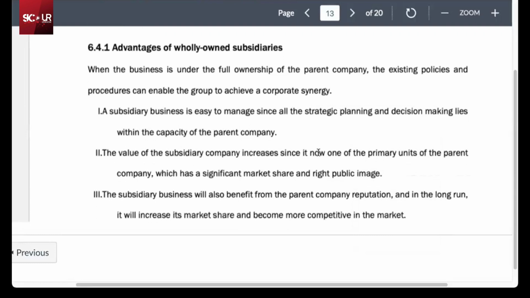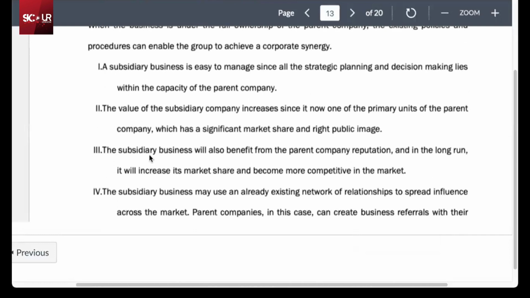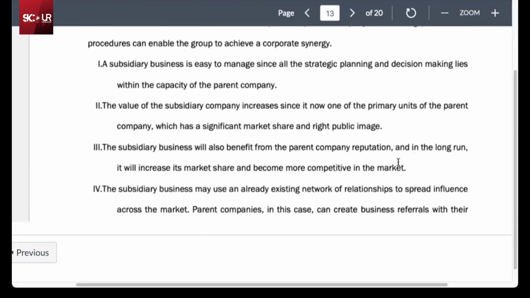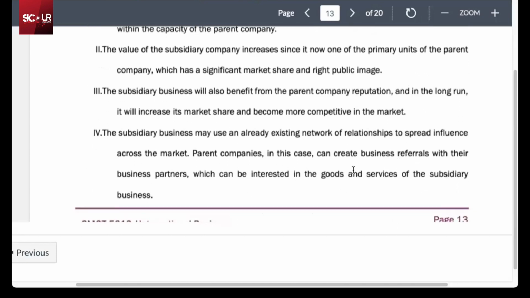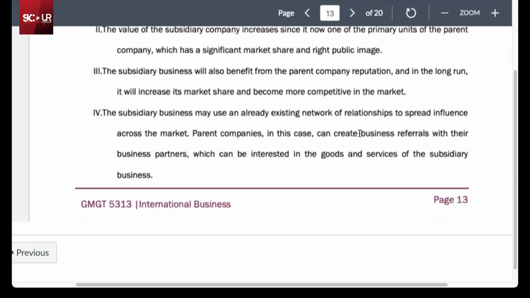And then the value of the subsidiary company increases since it is now one of the primary units of the parent company, which has significant market and public image. The subsidiary business will also benefit from the parent company's reputation, and in the long run, it will increase market share and become more competitive in the market. They can use the existing network that the parent company has. For example, they can create business referrals with their business partners, who may be interested in the goods and services of the subsidiary business.